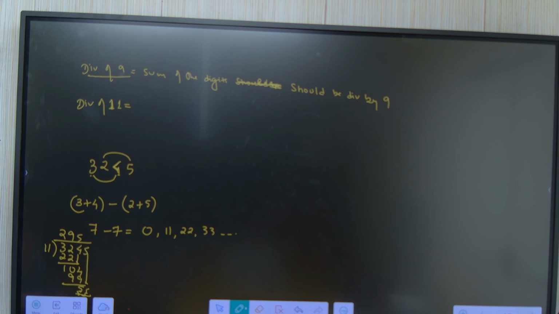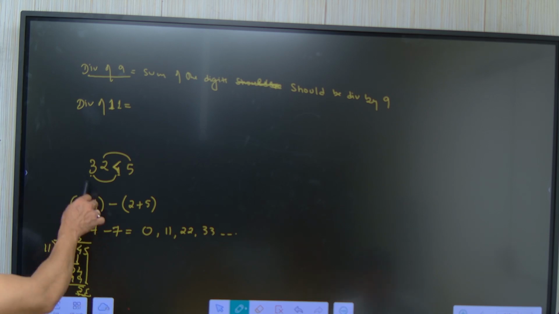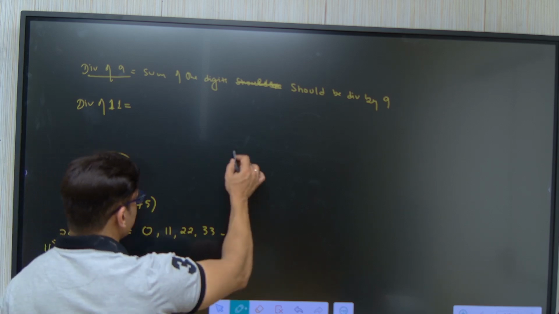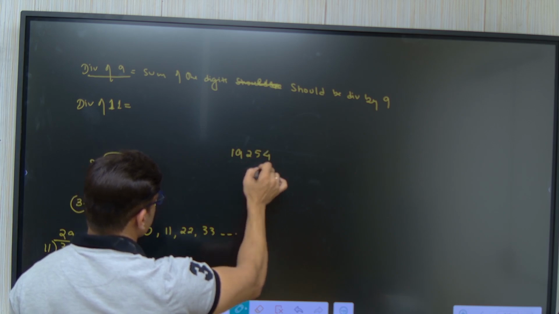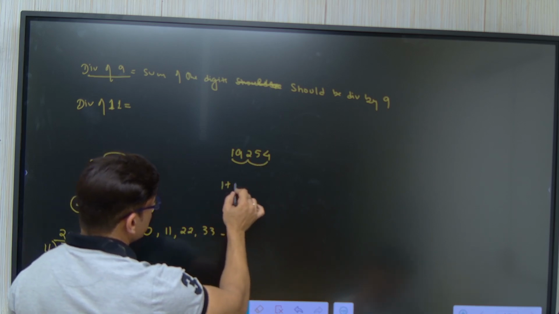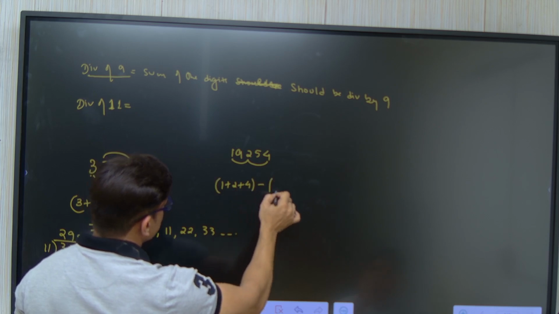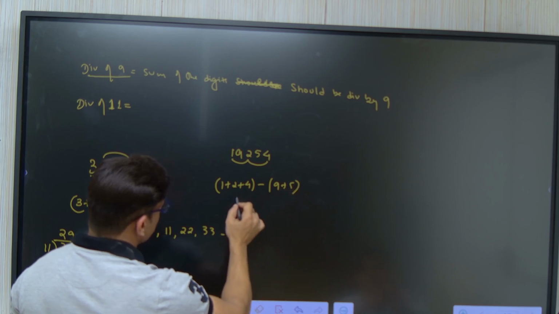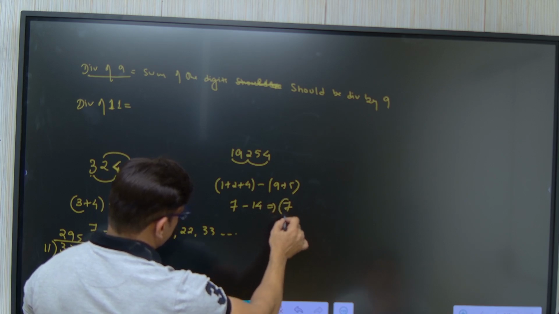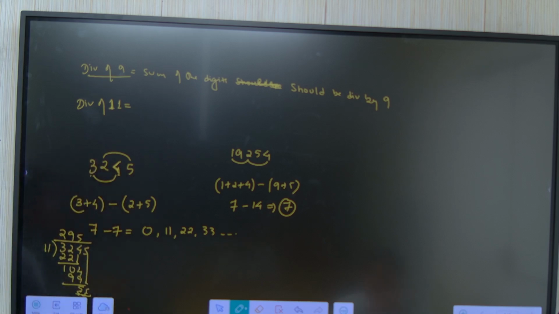The numbers which are at odd places and even places, not odd or even numbers. Odd places and even places. A 5 digit number, let's say we have 1 9 2 5 4. Add up all the digits which are at odd places and even places. So it is 1 plus 2 plus 4 minus 9 plus 5. So 7 minus 14. The difference is 7, which is neither 0 nor a multiple of 11.